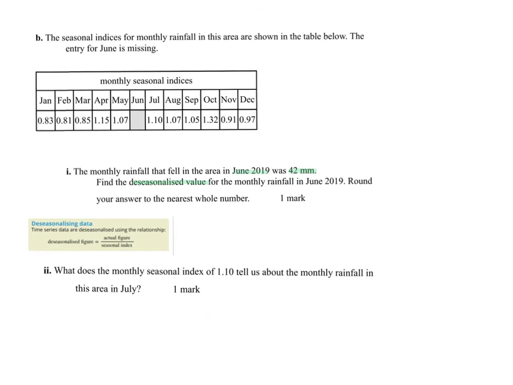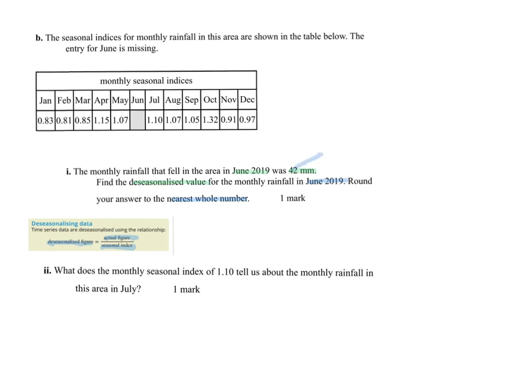Okay, the seasonal indices for the monthly rainfall in the area are shown in the table below. The entry for June is missing. The monthly rainfall that fell in the area in June was 42. Find the deseasonalised value for the monthly rainfall in June 2000. Round to the nearest whole number, for 1 mark. So you get the formula for deseasonalised, which is actual over seasonal index. They told you the monthly rainfall that fell in the area was 42.